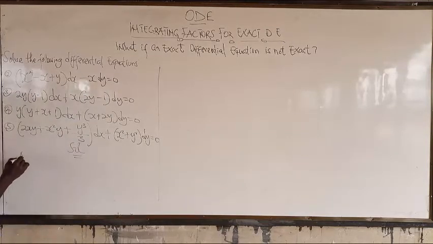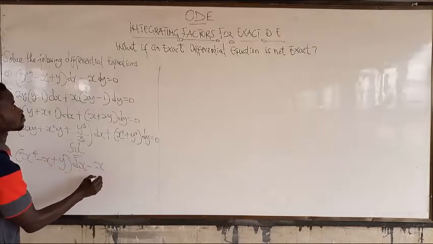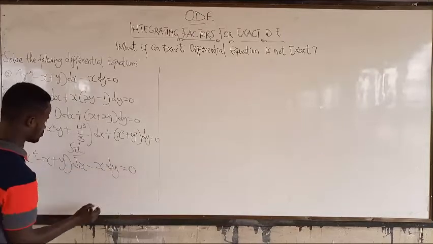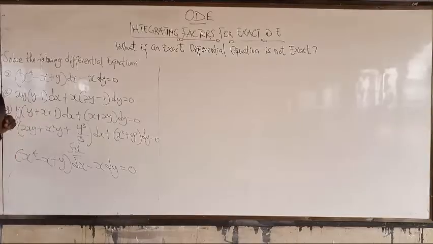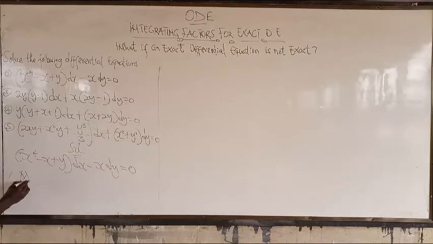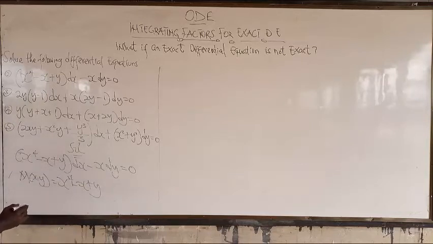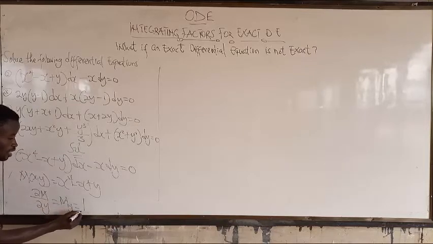So here we have x raised to the power 4 minus x. We first check whether it's exact or not exact. So let's determine the function M in terms of x and y, that is the one attached to dx. Then we find the partial derivative of M with respect to y, and we treat x as constant. So this is M subscript y, and that is going to be 1, because this is already 0.